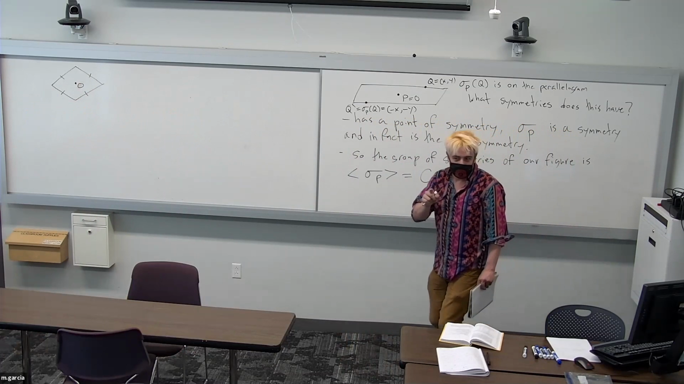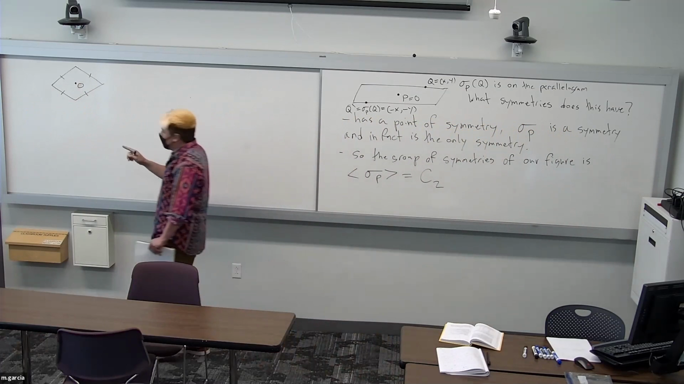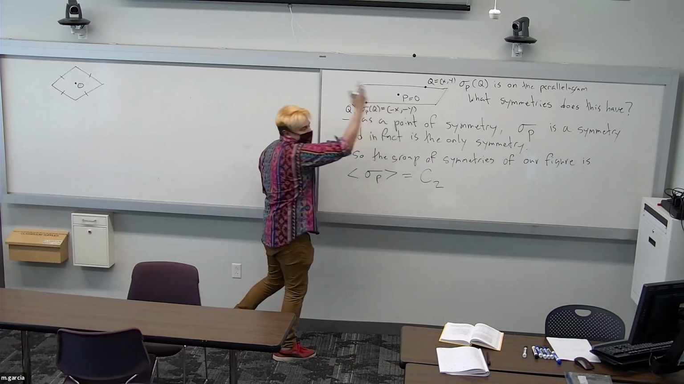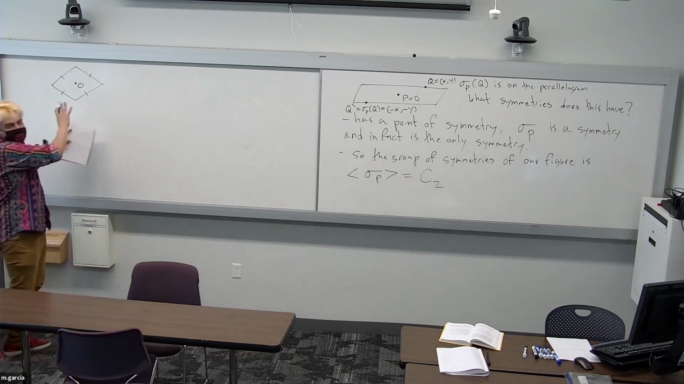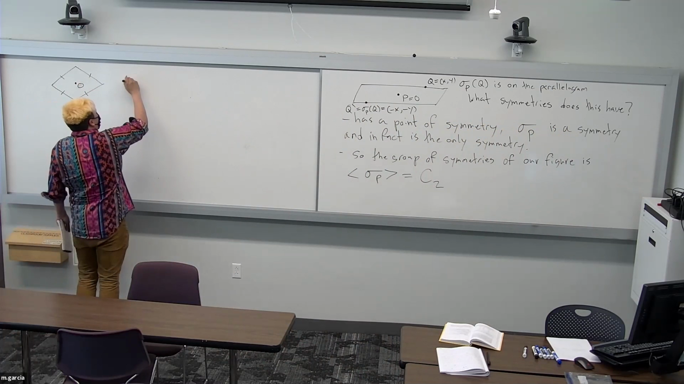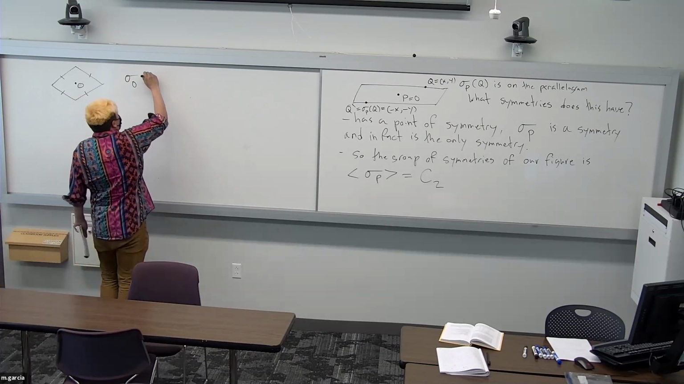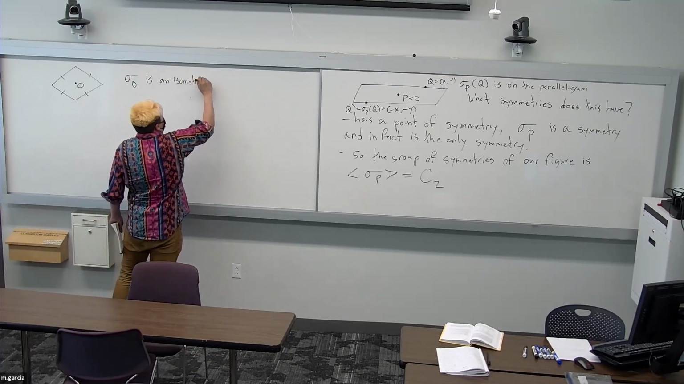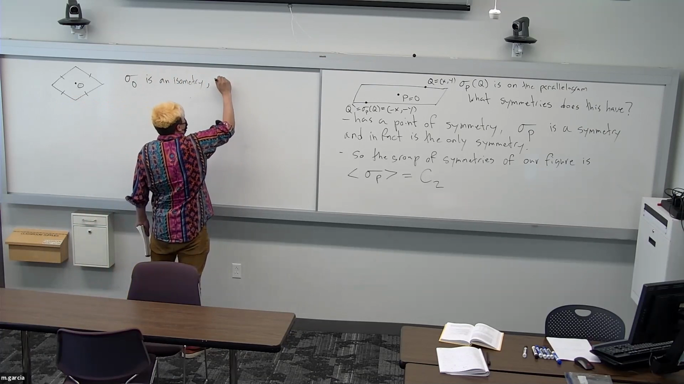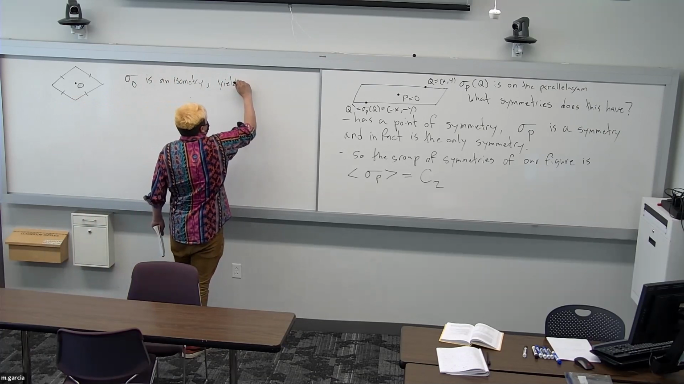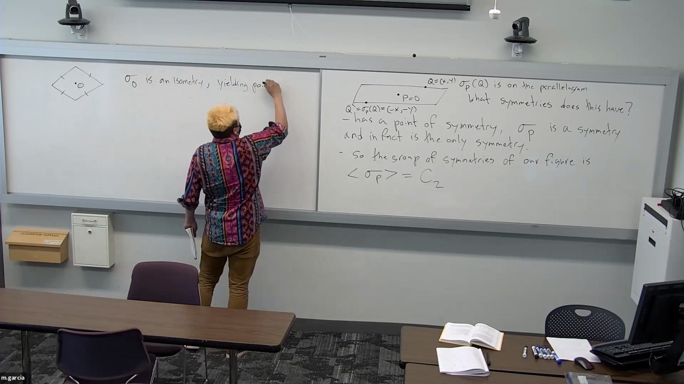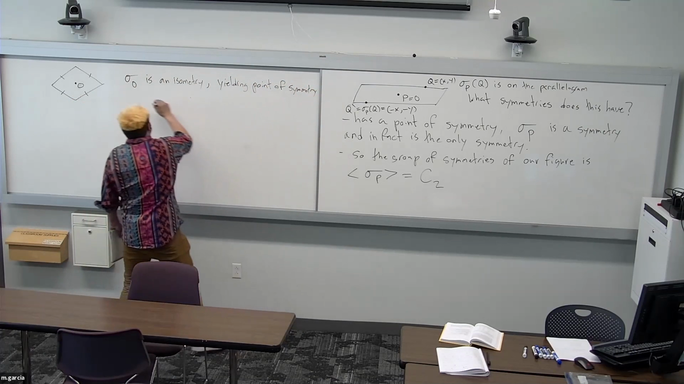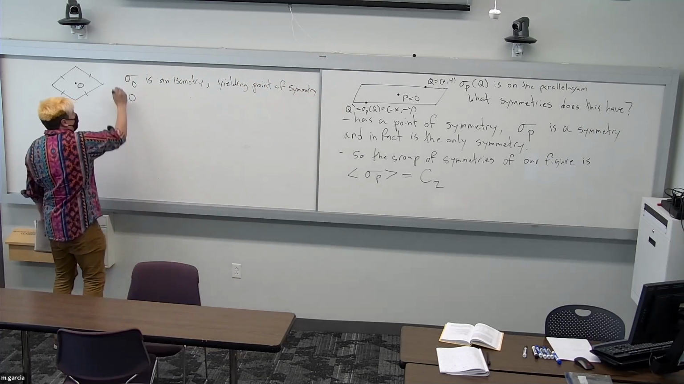Sigma O. Yeah, that's just what we had here, right? I named it PO. So here I'm streamlining things a little bit. Okay, so sigma O is an isometry. I should mention, yielding a point of symmetry, the origin. What else do we have?